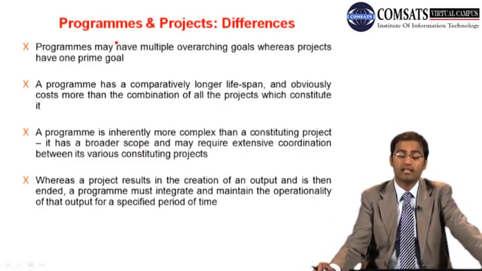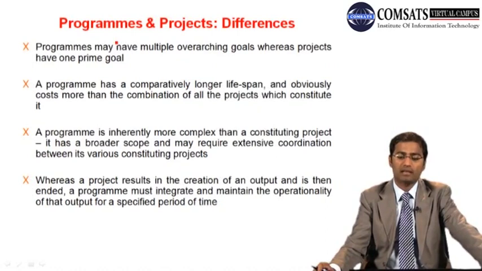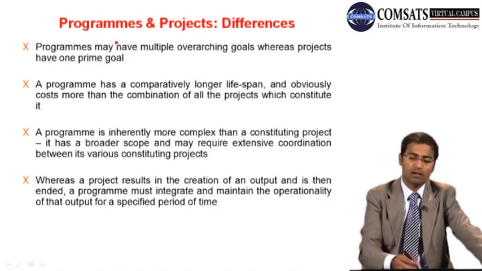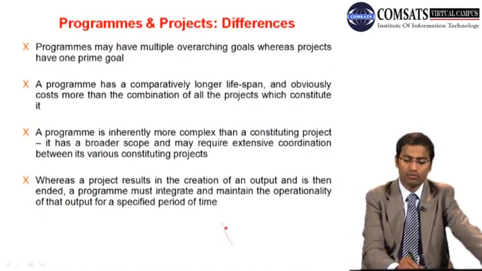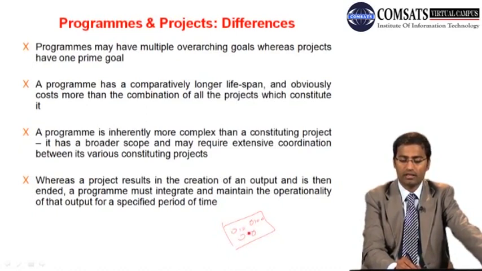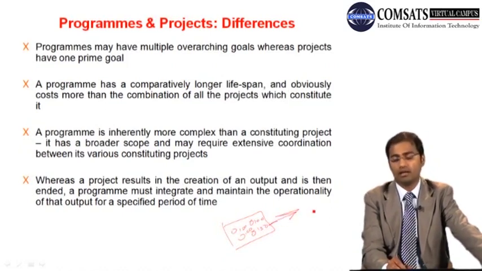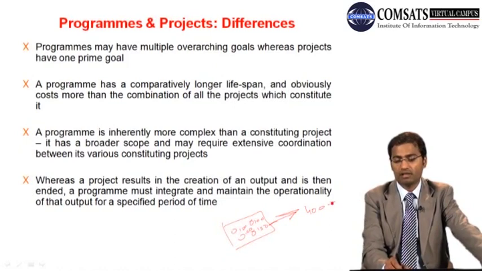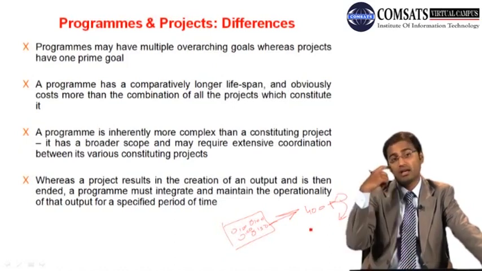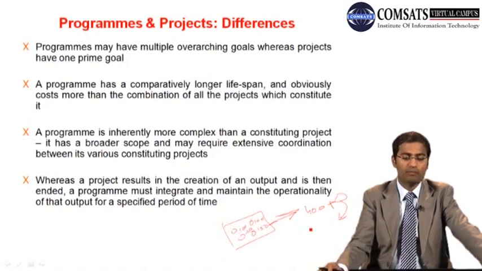And these are the differences. Programs may have multiple objectives, whereas projects have only one prime goal. A program has a comparatively longer span and obviously costs more than the combination of all the projects which constitute it. So if we have 4 projects and the cost is 100, 100, 100 and 100, the cost of the program will not be 400, it will be 400 plus something, and that is the cost of managing the program. A program is inherently more complex than a constituting project.